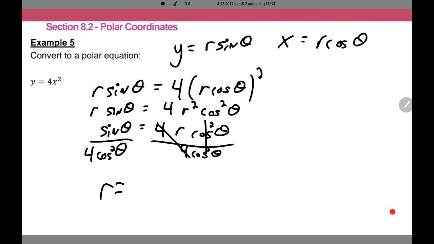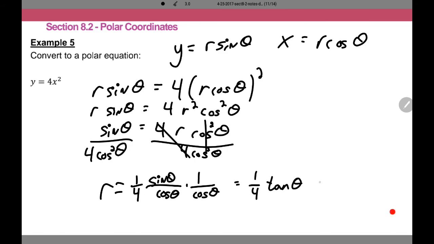And now you can write this a couple ways. I'm going to go ahead and write 1/4 out front because the 4 is on the bottom of the fraction, so that's just the same thing as multiplying by 1/4. Sine divided by cosine is tangent. So let me rewrite that out as sine of theta over cosine theta times 1 over cosine theta. And then that's just 1/4 tangent theta for the sine over cosine, and the 1 over cosine is the secant theta. So r equal to that is my final answer.